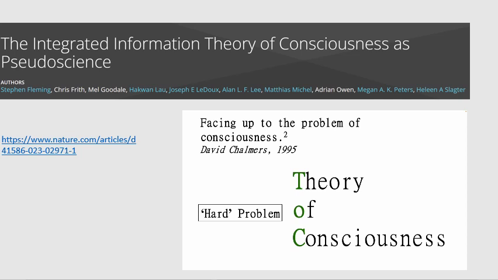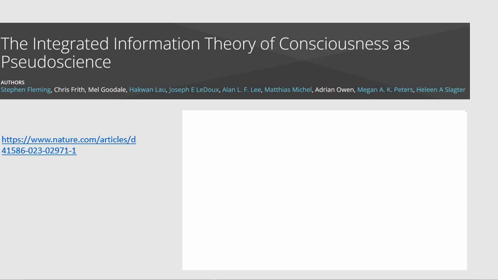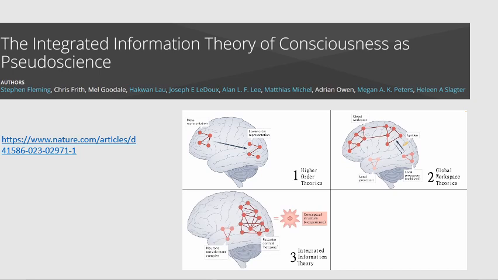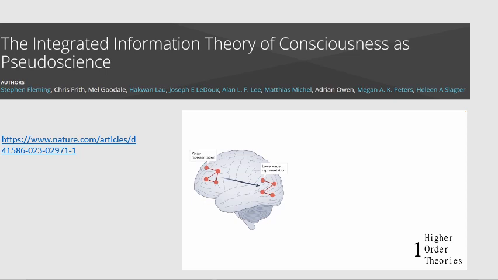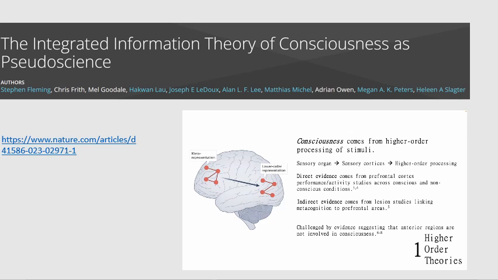Seth and Bain identified 22 different theories in their paper, but for the sake of this presentation, I will discuss only the four most substantiated ones. And these are higher order theories, global workspace theories, integrated information theory, and re-entry theory. So, we'll jump right into higher order theories. Seth and Bain identify higher order theories at their core to believe that consciousness comes from higher order processing of stimuli. Higher order theories focus on explaining why some systems are conscious and others are not, as having multiple layers of meta-representation are central to consciousness.